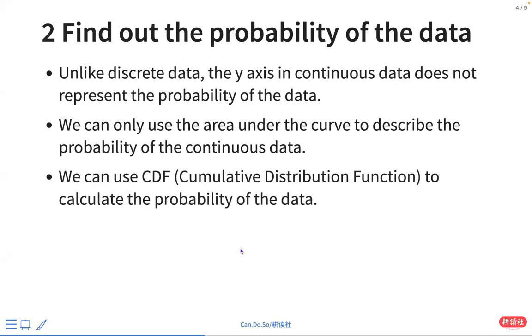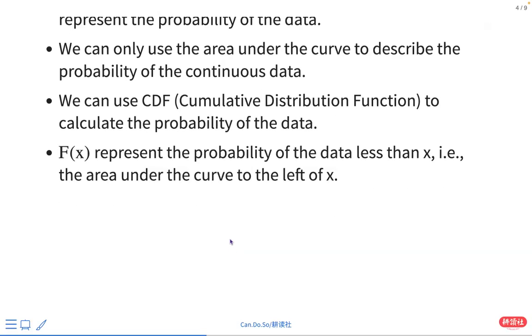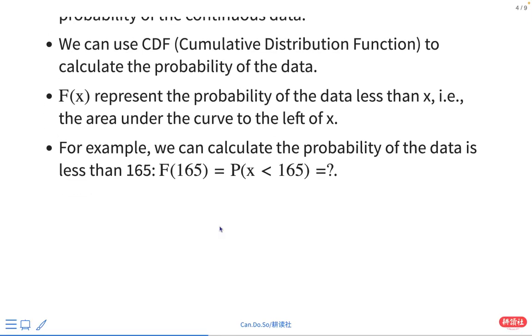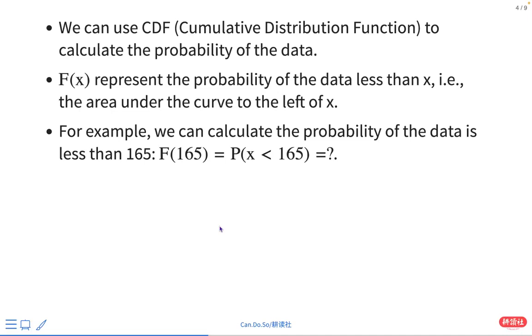And we can use the CDF, which means cumulative distribution function, to calculate the probability of the data. F(x) represents the probability of the data being less than x, which means the area under the curve to the left of x. For example, we can calculate the probability of the data being less than 165. So F(165) stands for P(X < 165). How much is it?